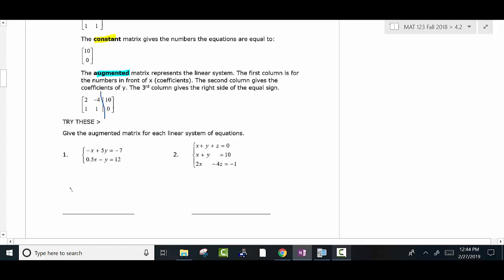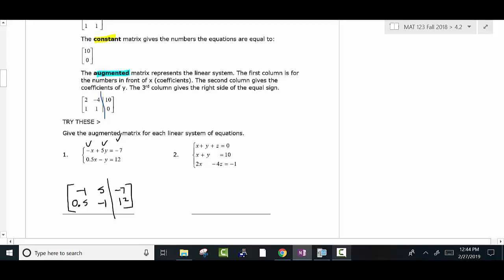So let's put this together then. When you do the augmented matrix, all you do is take the coefficients. So what would row 1 be? 1, -1, 5, -7. Row 2? 0.5, -1, 12. And then put your bar there. That's the augmented matrix.